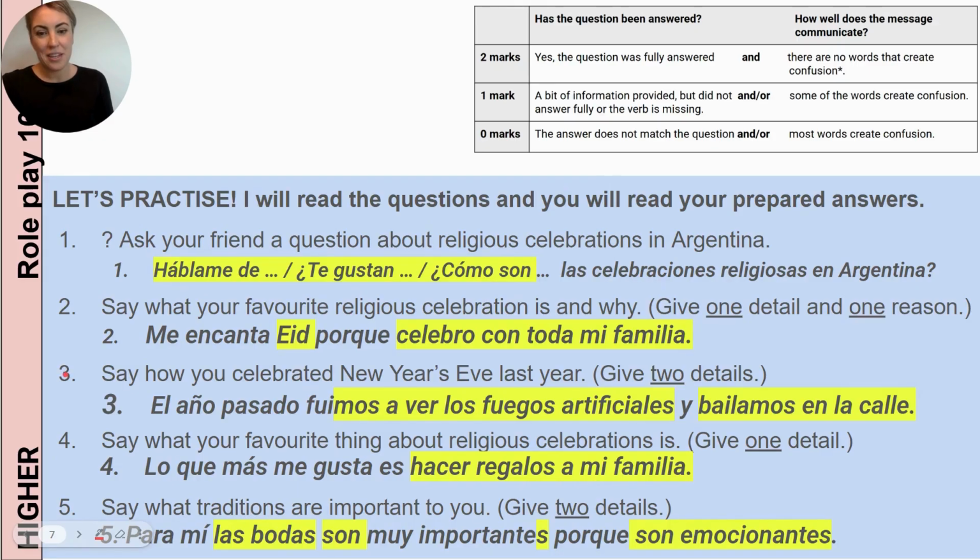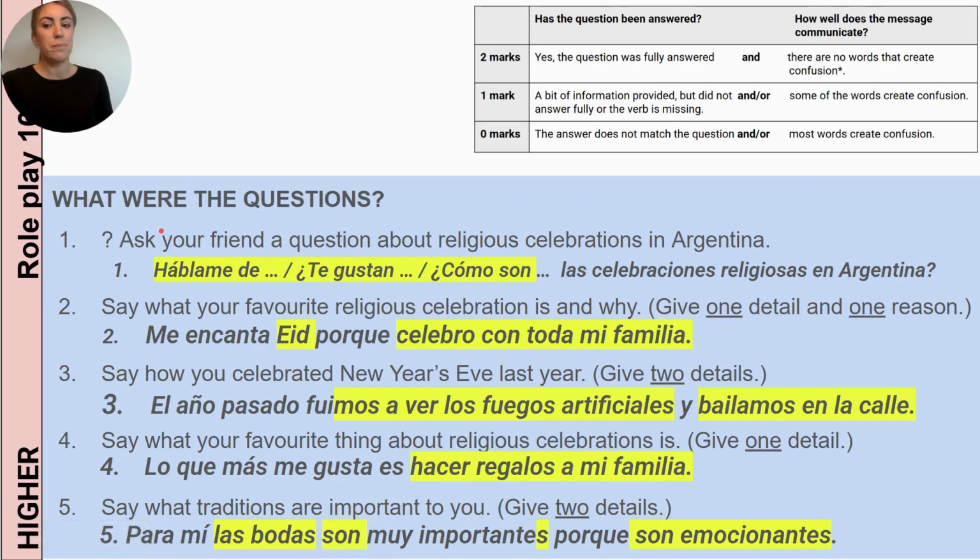Genial. So this is it. It does go very quickly. If you follow these sentences and you replace with appropriate vocabulary, then it's very likely that you would get 10 marks for this task. Now let's take a look at what the questions were.